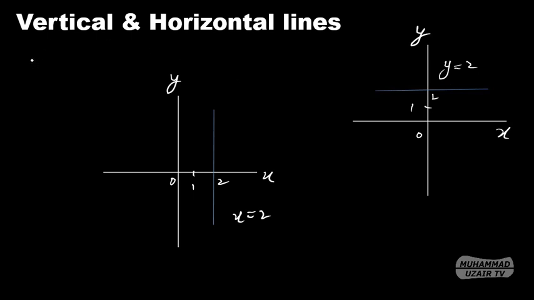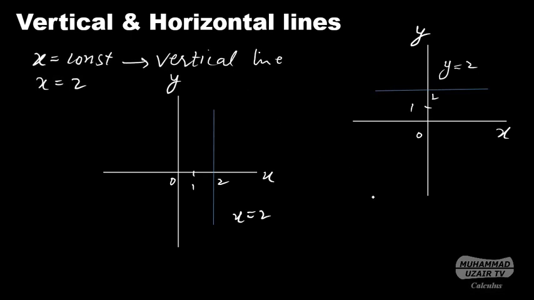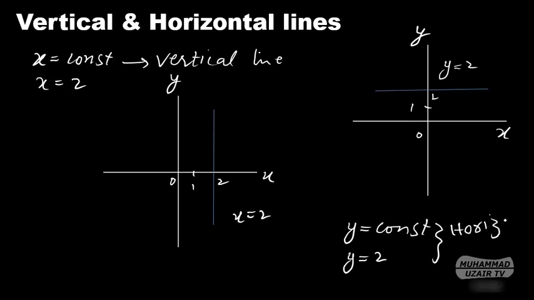So for x is equal to constant, here x is equal to 2, so we say that it is a vertical line. When y is equal to constant, for example y is equal to 2, there will be a horizontal line.